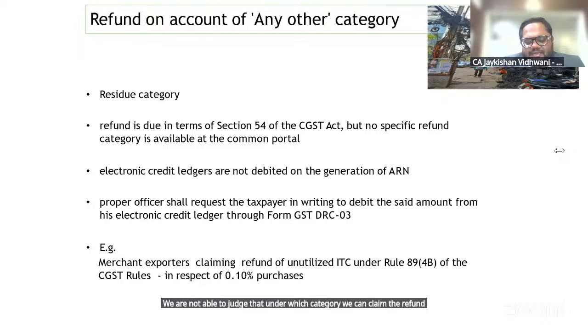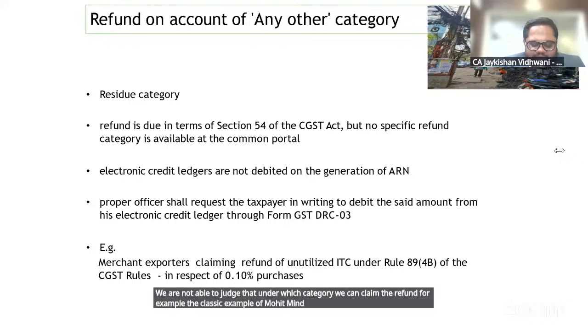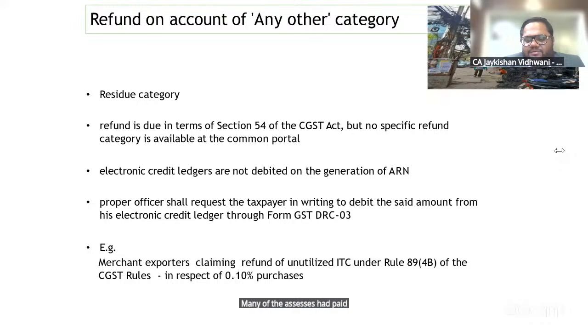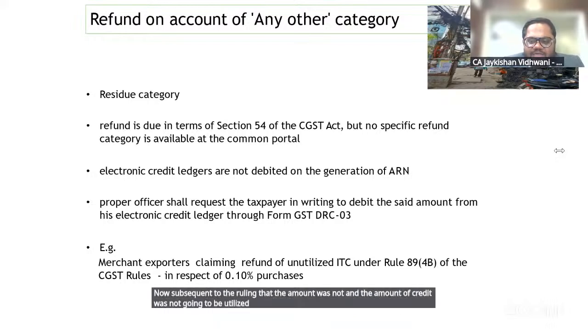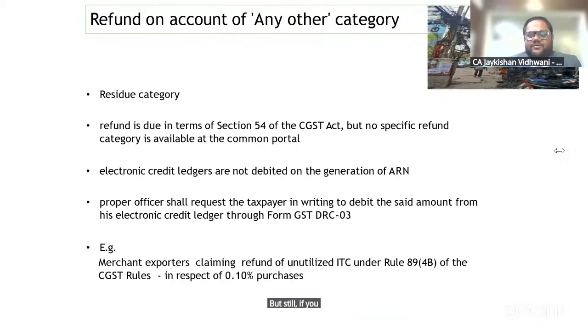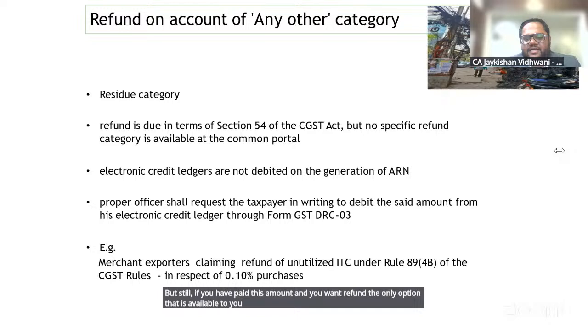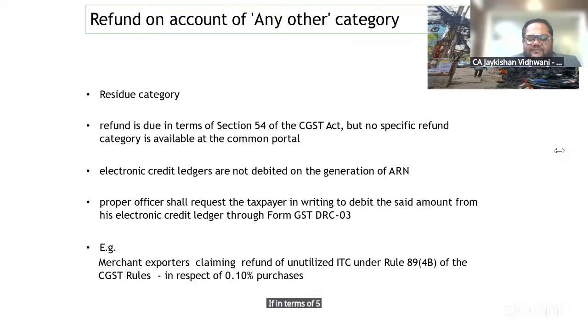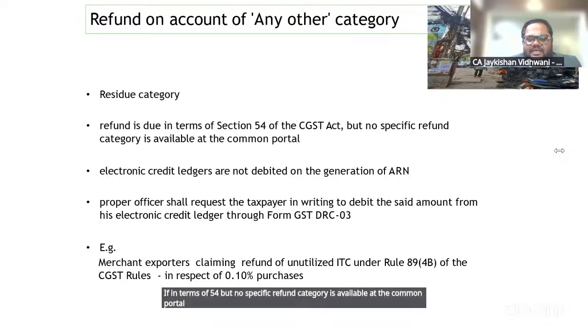For example, the classic example of the Mohit Minerals case: many assessees had paid the amount of RCM on ocean freight. Subsequent to the ruling, the amount was not payable, and the credit was not going to be utilized. So under which category do you file such a refund? You are not a direct party to that case, but if you have paid this amount and want a refund, the only option available is a refund on account of any other category. So it is a residuary category. If it is in terms of Section 54, but no specific refund category is available on the common portal, then you can claim under this category.